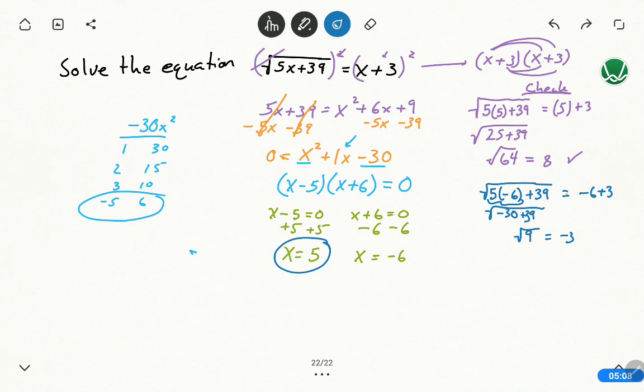So this second solution isn't actually a solution for the original problem. It's what's called extraneous. And don't count my spelling for that because I'm terrible. But it's an extraneous solution, so it's a solution that works out algebraically but doesn't solve the original question. So the only actual solution we have is 5.